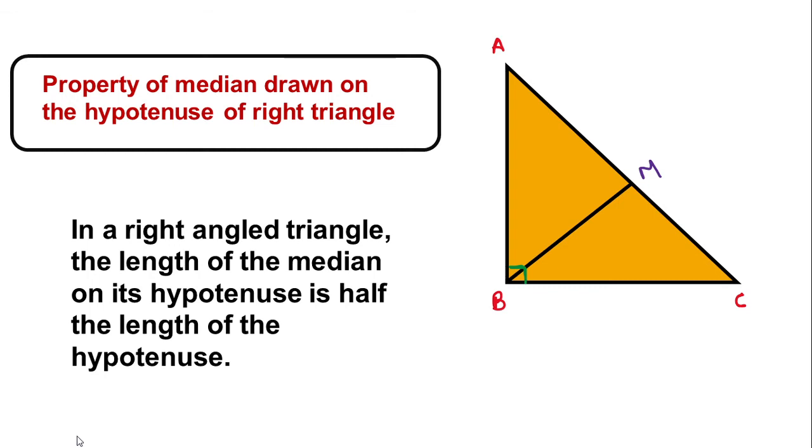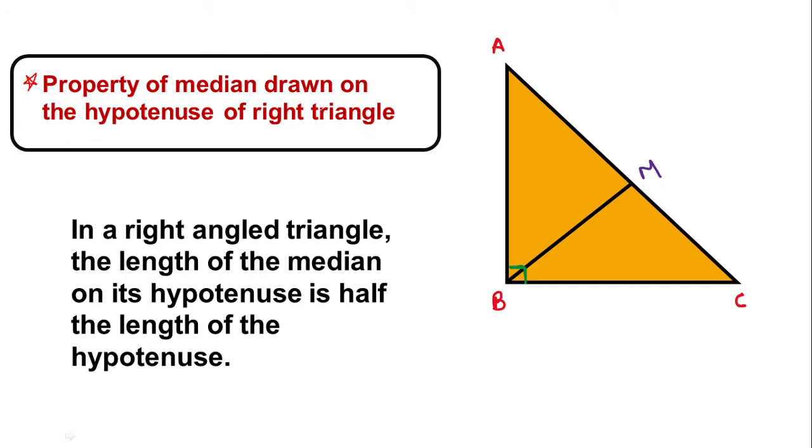We saw the definition of the median, then we saw what exactly the centroid does. How many medians does a triangle have? It has 3 medians, and where they meet, that point is called a centroid. Now let's see one more special property: the property of the median drawn on the hypotenuse of a right triangle.